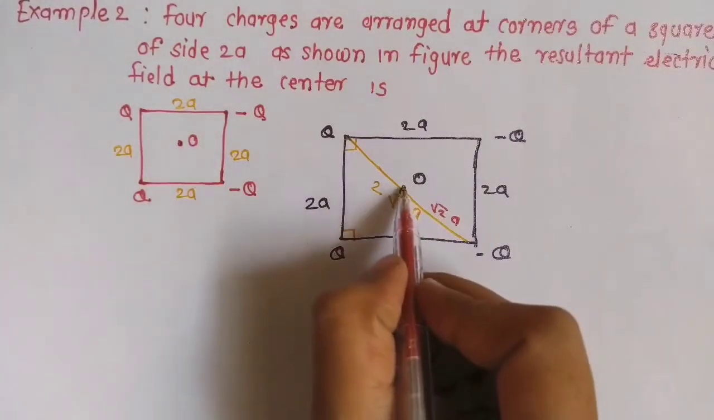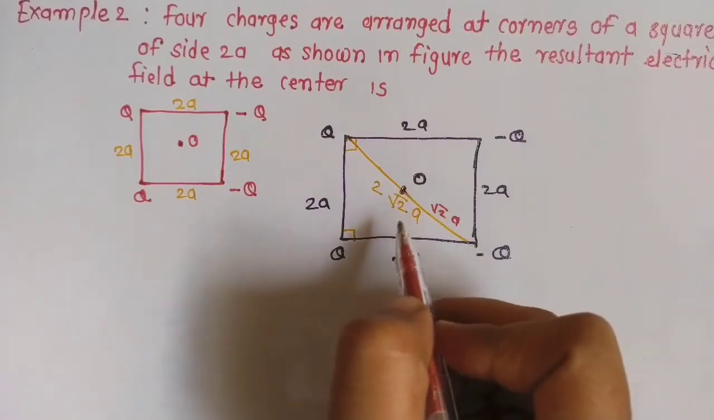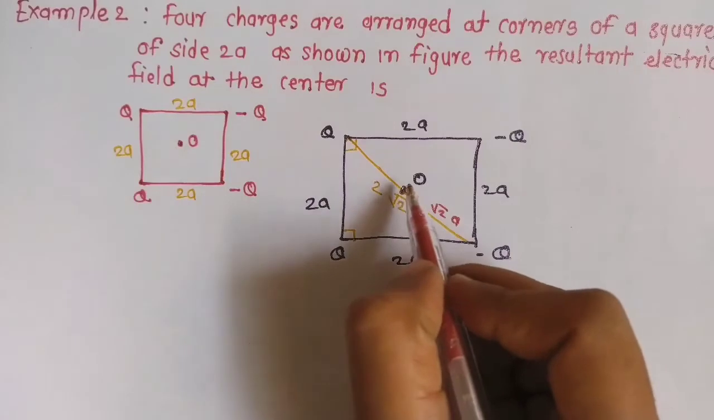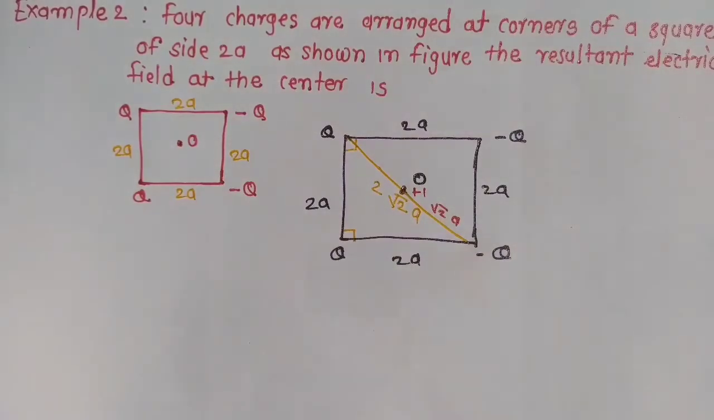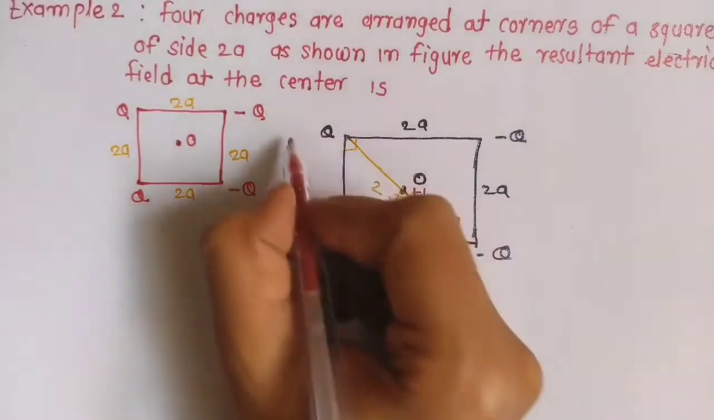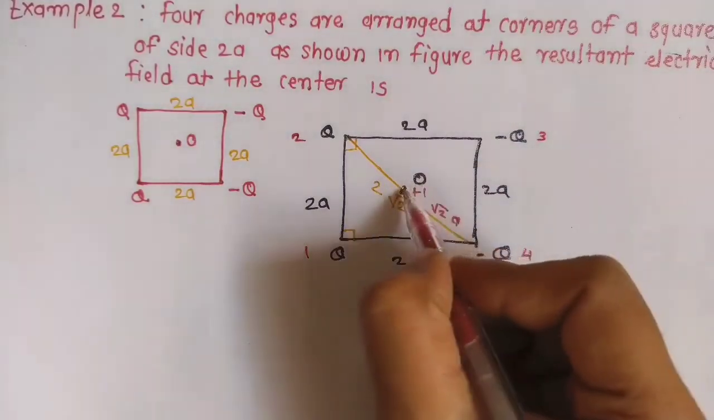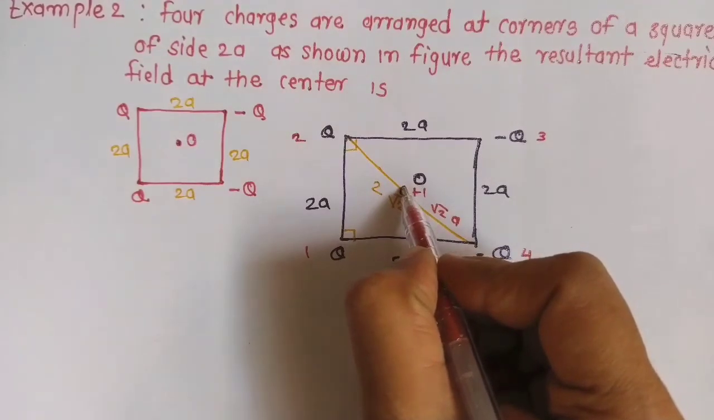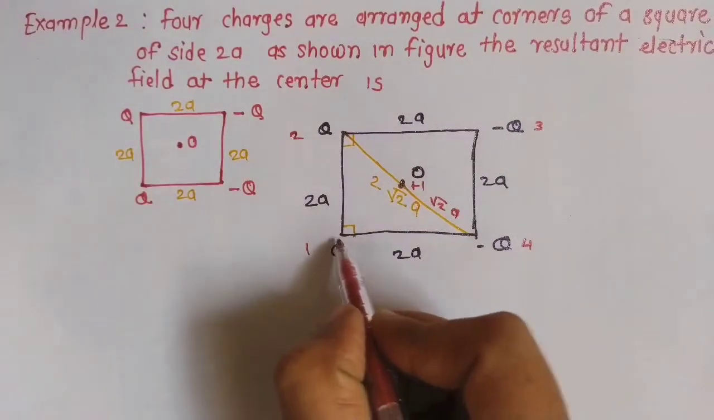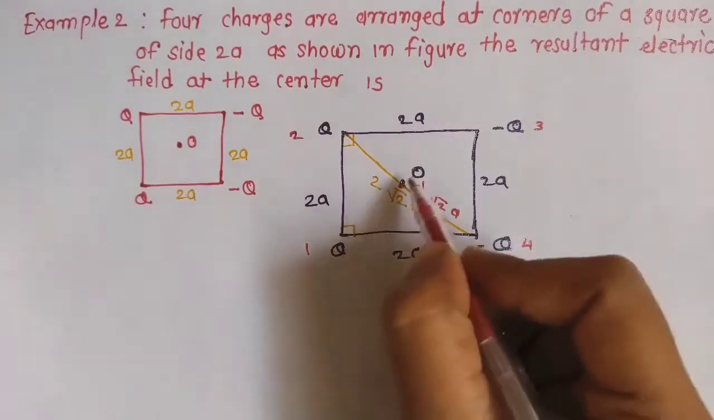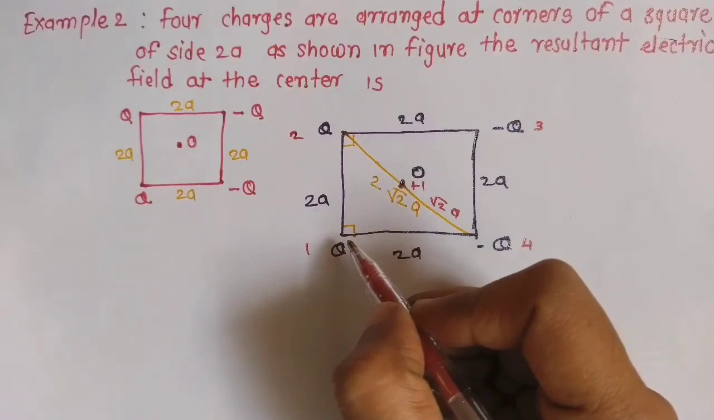So we have to find the electric field at the center due to these 4 charges. There is no charge at the center, so we consider a plus 1 charge placed there. Label the charges 1, 2, 3, 4. Due to charge 1, some electric force is created. This charge is positive and the test charge is also plus 1, so they repel each other, and the direction of the force is away from the charge.